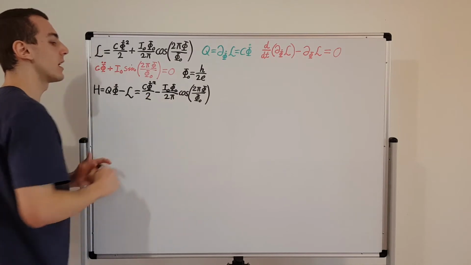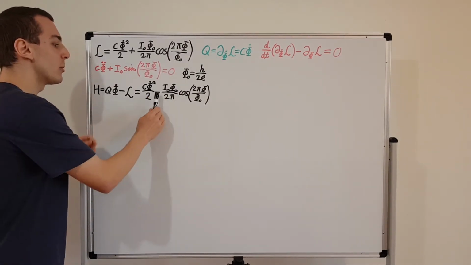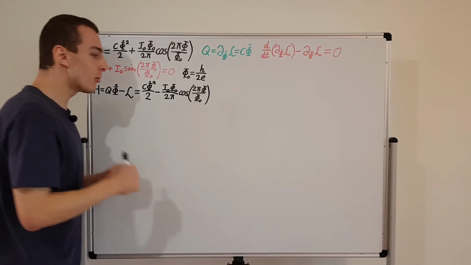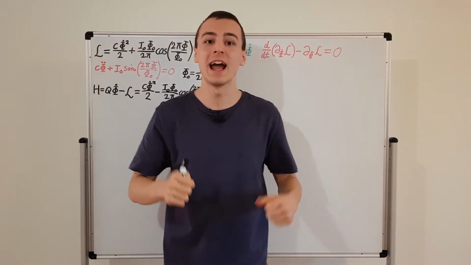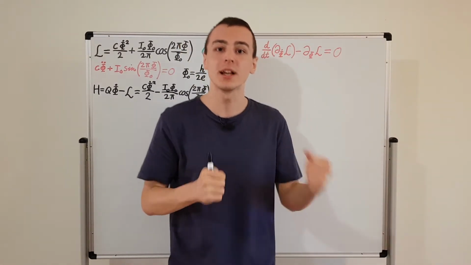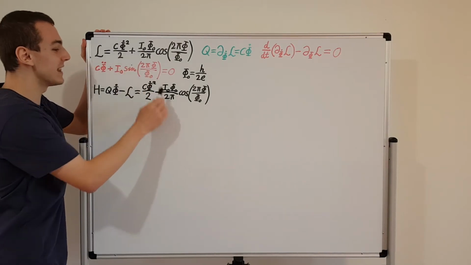We have phi and phi dot. So the only thing that has changed is the sign over here. Here we have a minus sign. Usually what happens is you have kinetic minus potential as the Lagrangian, and then the Hamiltonian has kinetic plus potential. But over here, we have the opposite of that. We have plus and then minus.